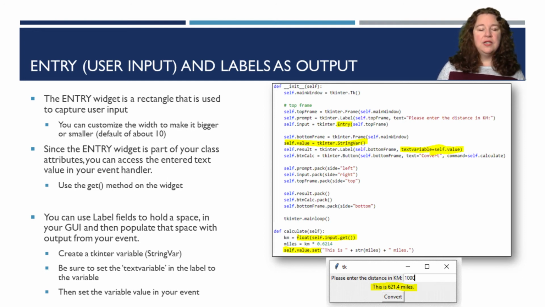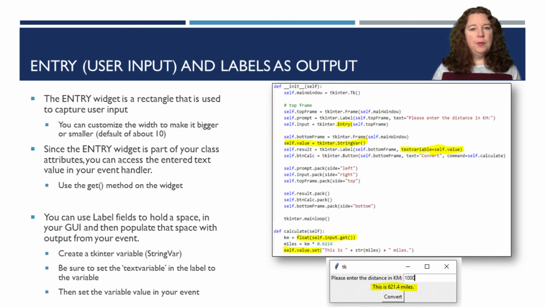So we're going to use self.input.get. Make sure you use the open and close parentheses. And then we're going to cast that into a float because I need to do some math on it. Remember, that's a string, the same way it is when you do it in a terminal. So we're going to cast that to a float, and that gives us our kilometers variable. Now I can use this kilometers variable inside of my code.